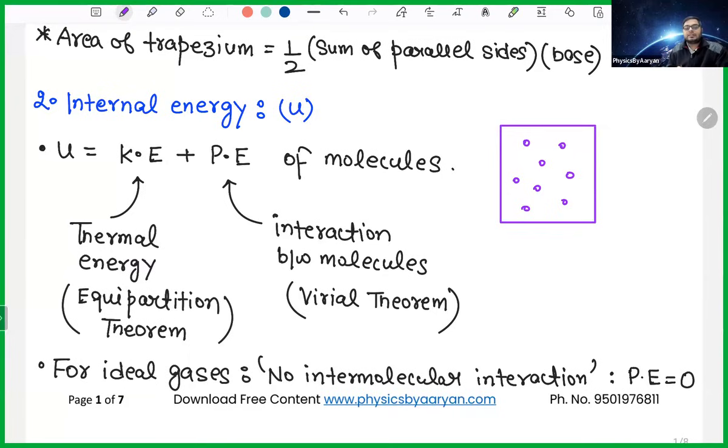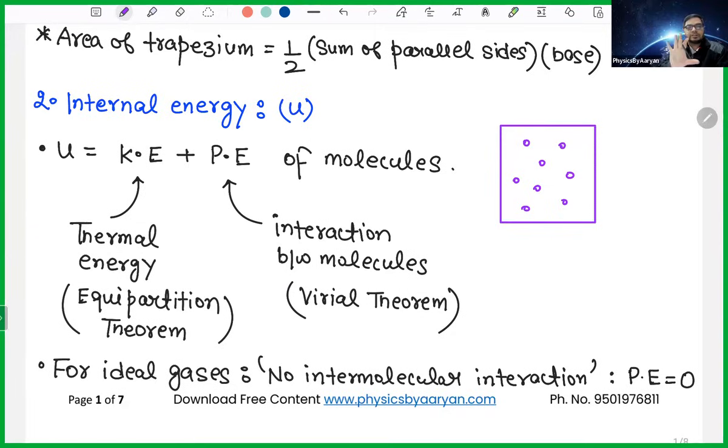Also, in some gases, there is an interaction between the molecules. For example, two molecules attract each other or repel each other. Basically, there is a force between the molecules, and whenever there is a force, there is also potential energy. So potential energy in a gas comes when there is a force between the molecules. This potential energy can be calculated using something known as the virial theorem. We will study both today.